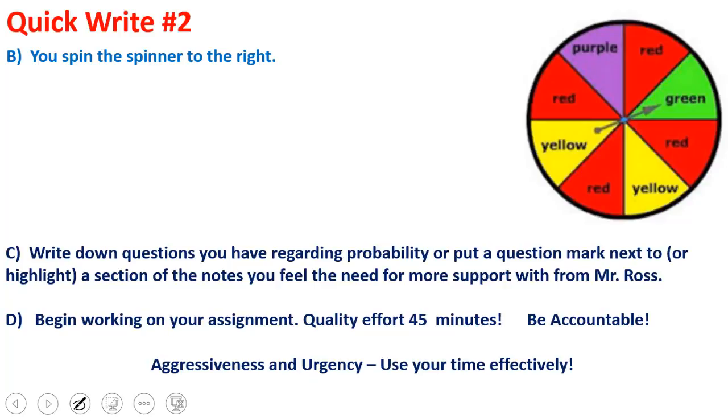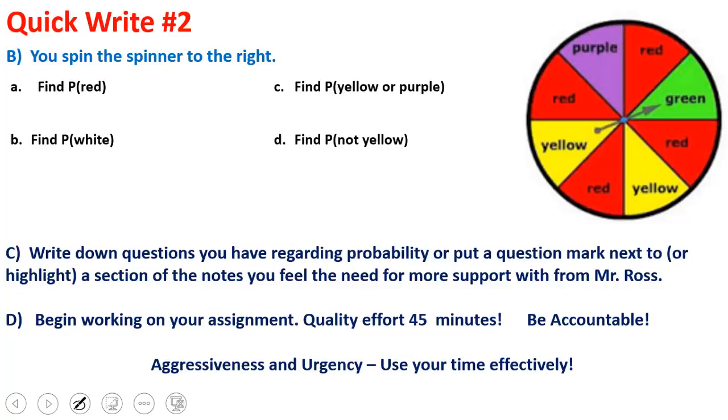You've got your last quick write of the night. Quick write number 2. You spin the spinner. There are a couple questions here I want you to find the answer to. You might want to pause it like we always do, but this time we're going to find probability with the spinner we used in our previous lesson. We're going to find the probability of 4 different things. Might pause it. Of course, write down questions regarding probability if you have them. Use a question mark or whatever, highlight a section of your notes.